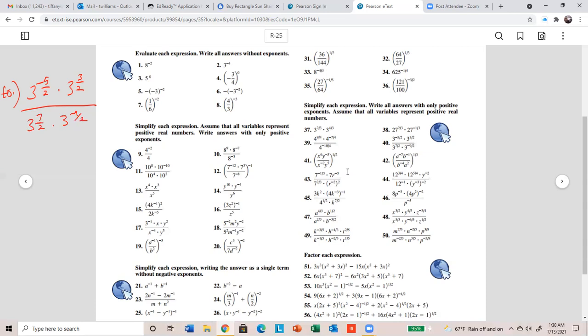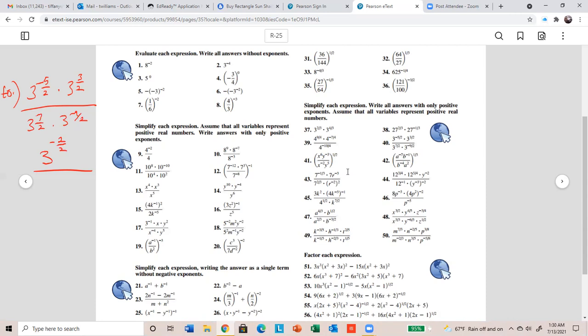On top, you've got a base of 3 to the negative 5 halves times base of 3 to the 3 halves. When I'm multiplying, I can add the exponents. So if I add negative 5 halves and 3 halves, I'm going to get negative 2 halves. So I've got 3 to the negative 2 halves on top. Let's look at the bottom here.